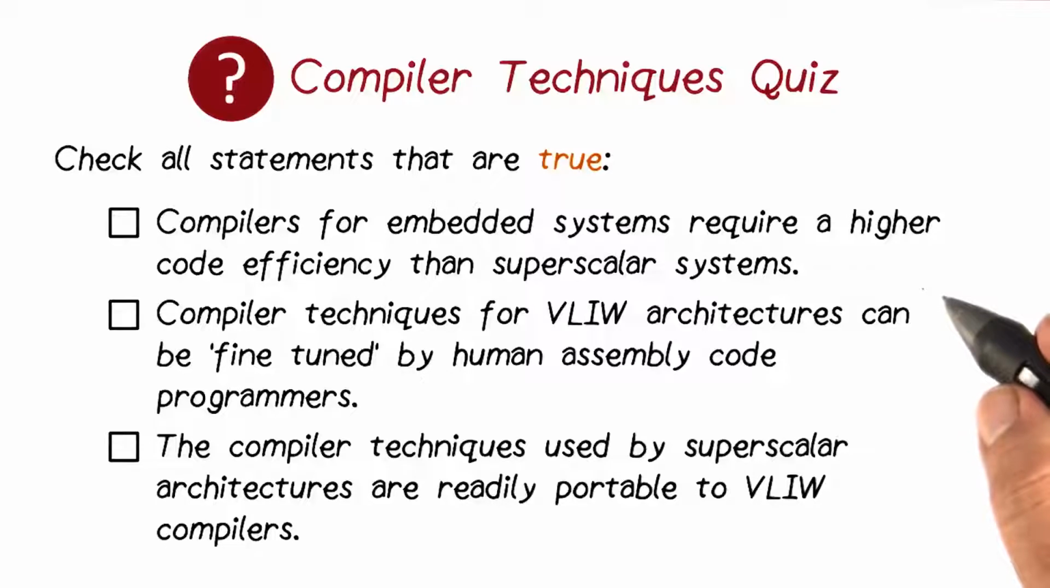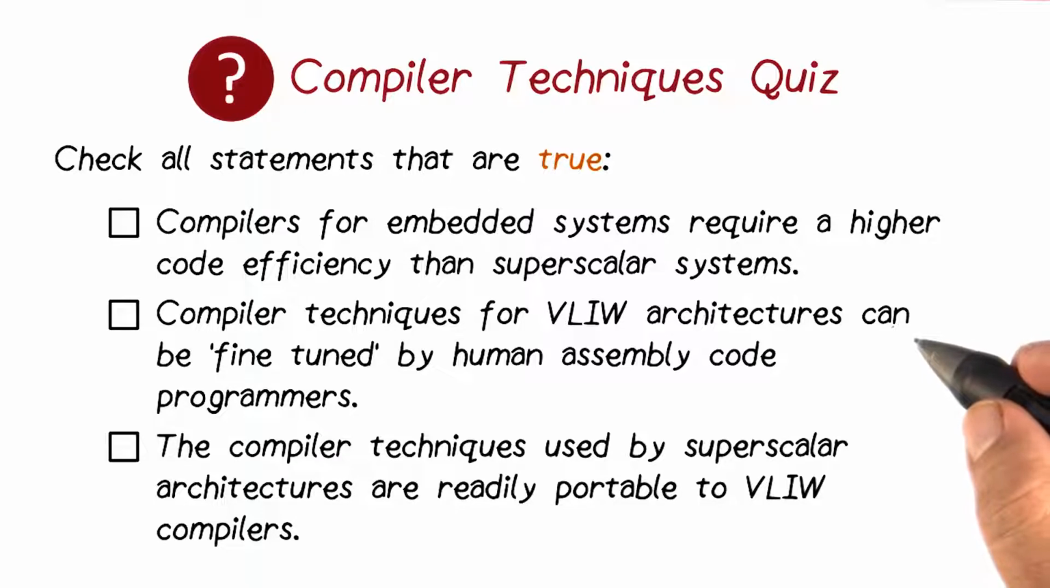What we have here are 3 statements, and I want you to mark those which are true with a check mark in front of them. I'm going to read those right now, and you're going to then go ahead and mark those which are true. The first statement is compilers for embedded systems require a higher code efficiency than superscalar systems. The second statement is compiler techniques for VLIW architectures can be fine-tuned by human assembly code programmers. And the third statement is compiler techniques used by superscalar architectures are readily portable to VLIW compilers. Please go ahead and mark your answers now for each one of these statements. The ones which are true, please put a check mark against them.